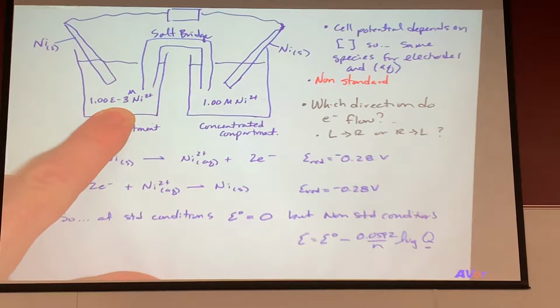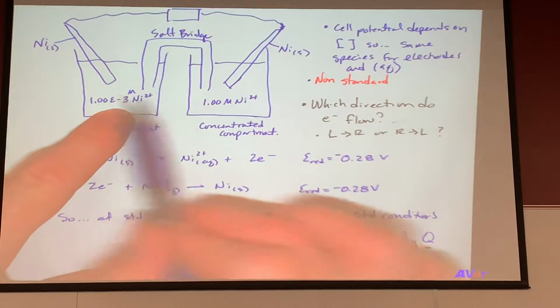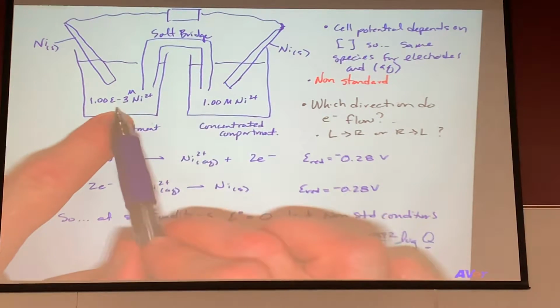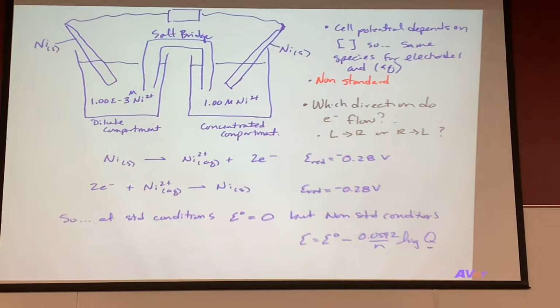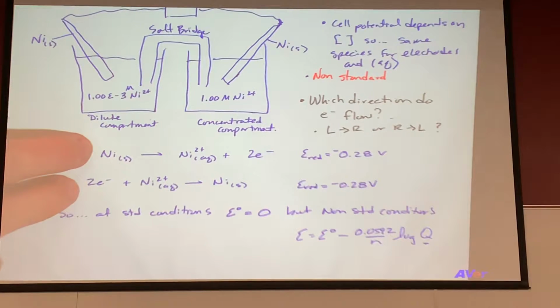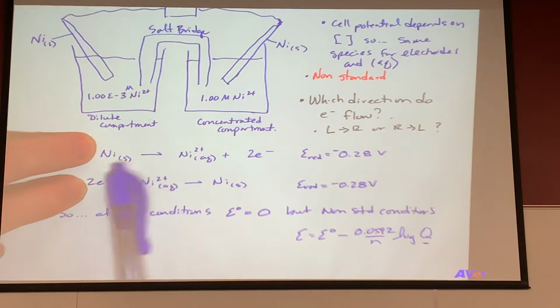Once you change the concentrations and you change the value for Q, you change the cell potential. So by manipulating the concentrations of ions in the compartments, you can create a concentration cell. That's the concept. So before I go to the final part of this one, are you good with these two equations, that the top one's going to be the oxidation, the bottom one's a reduction?